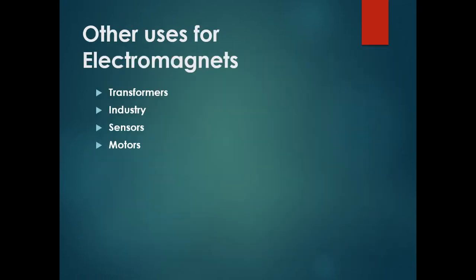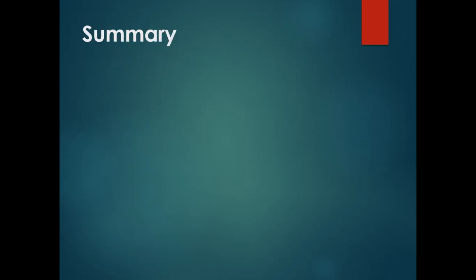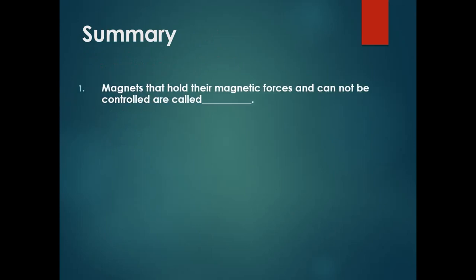Another use of the electromagnet is the transformer, which we have already studied in the last chapters: what a transformer is and how it's used with electromagnetic materials. It is also used in industry sensors. Whenever you go to the airport, railway station, or bus station, there are metal detector machines. These machines also use an electromagnet. Motors and generators use them as well.